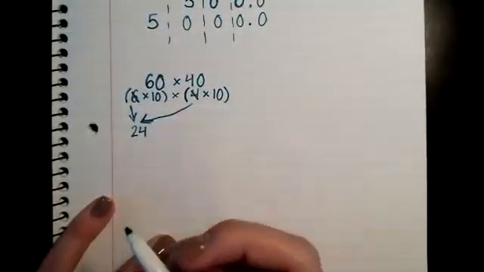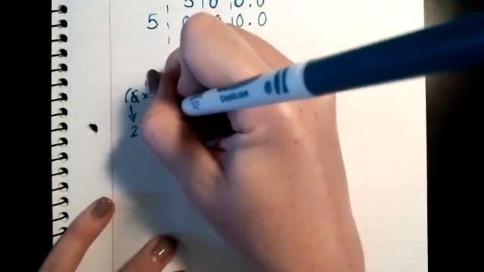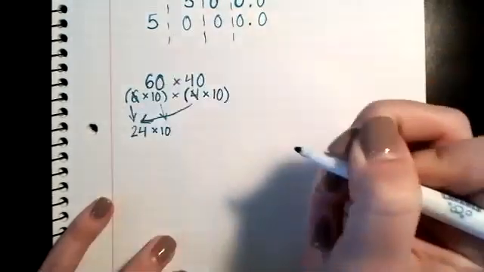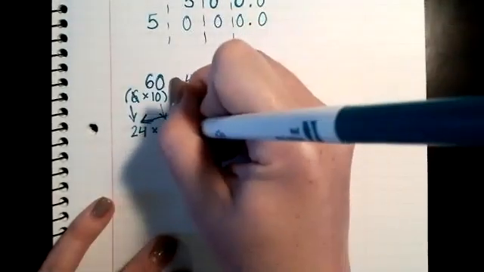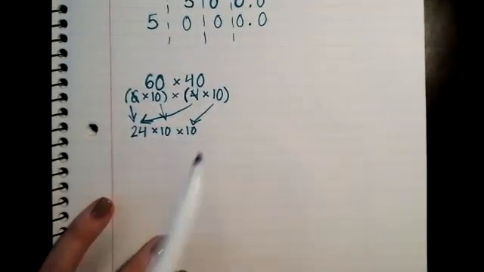Right? Now what I have left is a 10 and a 10. So I'm going to bring those down. So there's 1 times 10 and my other times 10. So 24 times 10 times 10.